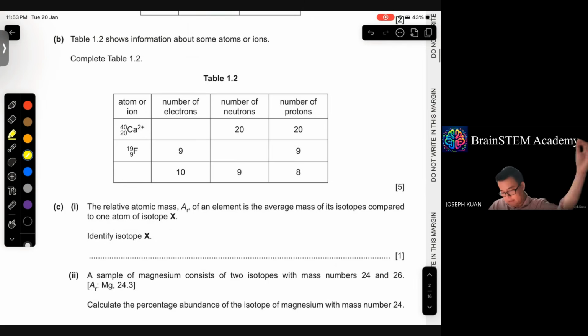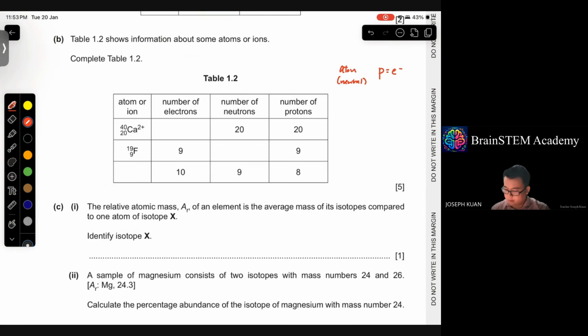Next, Table 1.2 shows some information about some atoms or ions. Complete Table 1.2. Some concepts to clarify: first, atoms are neutral. They should have the same number of protons and electrons. Cations have more protons than electrons, and anions have more electrons than protons.